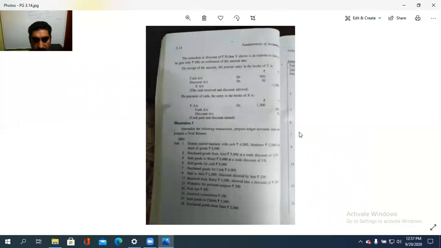Then second is what? Purchased goods from Alex 5,000 at a trade discount of 10%. And also one more thing, trade discount we are not entering into or recording. The net amount only is recorded. So goods from Alex. So purchase account debtor to Alex. How much is the amount? 5,000, 10% is 500. So 4,500.